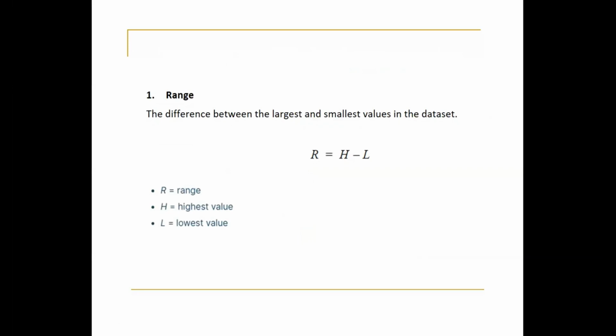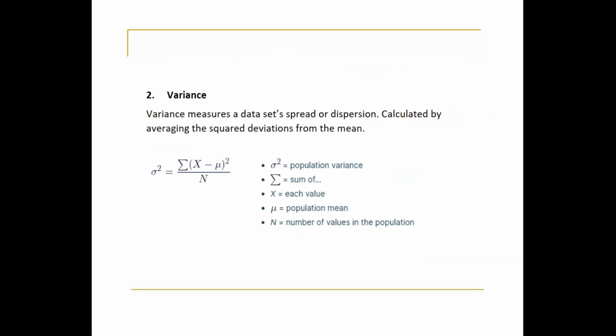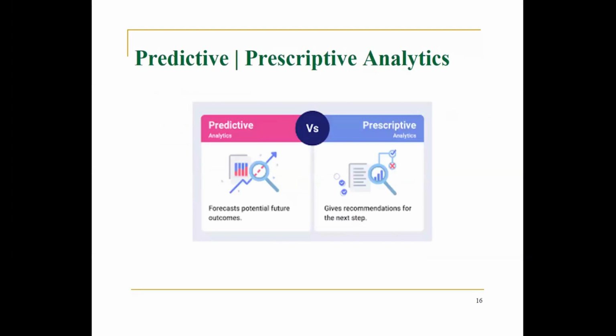There were 3 measures of dispersion: range, variance, and standard deviation, right? Okay. So that's descriptive statistics. Then we will discuss predictive and prescriptive analytics. So what do you mean by predictive analytics? Predictive, as the name suggests, we are trying to predict something, right?